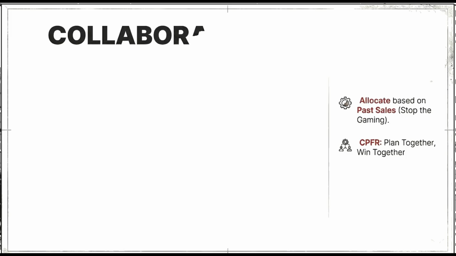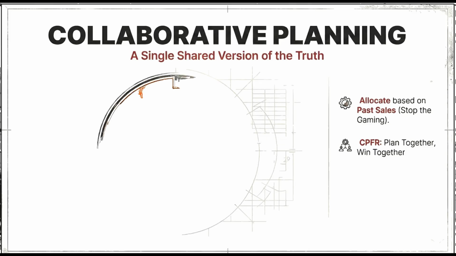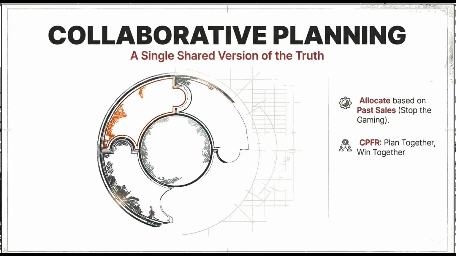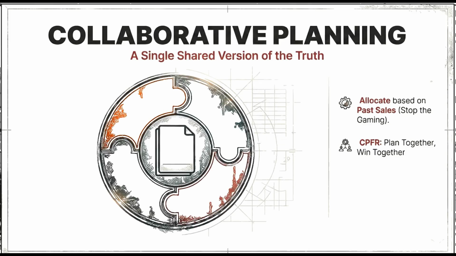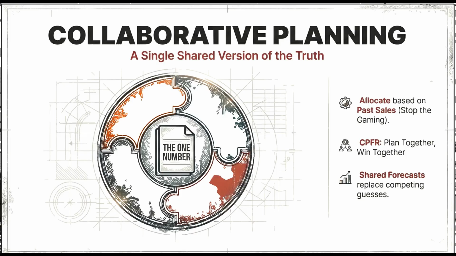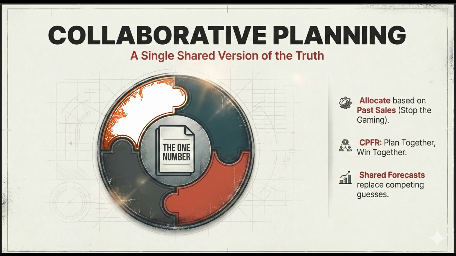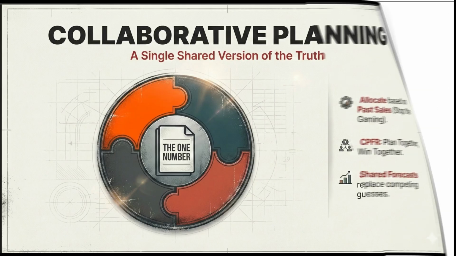Solution number 5, allocate by past sales. During shortages, ration based on historical data, not inflated orders. It removes gaming incentive. Solution number 6, collaborative forecasting. Everyone forecasts together instead of separately. It reduces compounding errors. The theme? Transparency and collaboration. The bullwhip thrives in opacity.